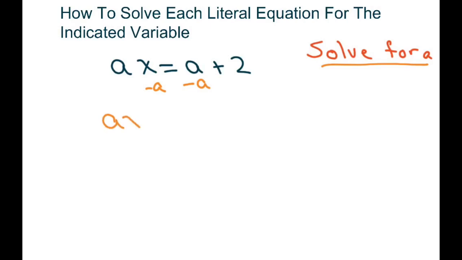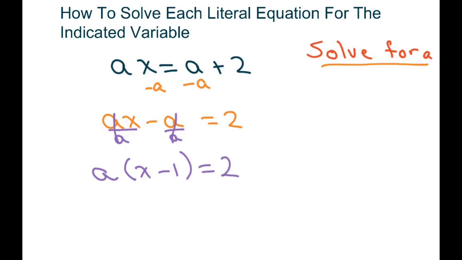I'm going to get ax minus a equals 2. In order to solve for a, I'm going to factor out a because both of these are divisible by a. Now we don't want to lose the a, so we just factor it out. And when you divide, you're going to get 1 times x, and a divided by a is minus 1.